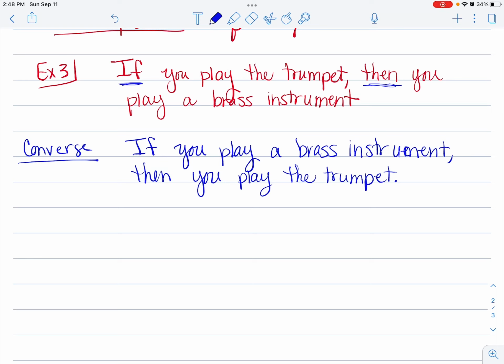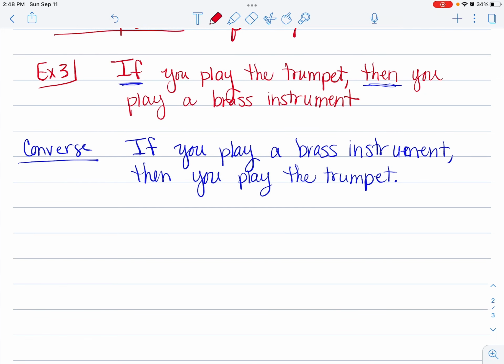Now, the thing is obviously the original conditional was true, right? If you played the trumpet, then you played in the brass section. But the converse is not necessarily true, right? For those of you who play band or are familiar with band, there are more instruments in the brass section than just the trumpet. And I'm sure you could give me several counter examples. So the truth value of this particular converse happens to be false. They're not always false, but this particular one happens to be.